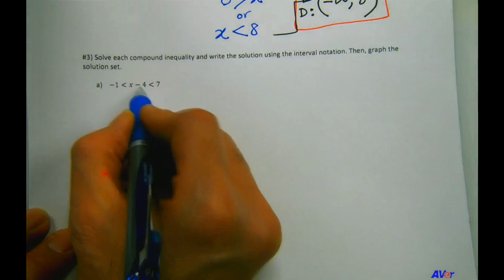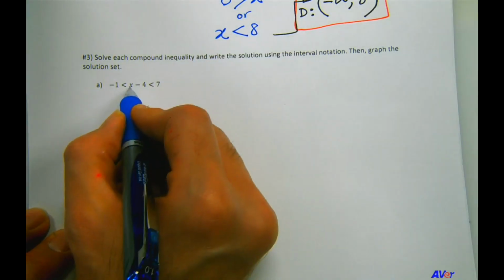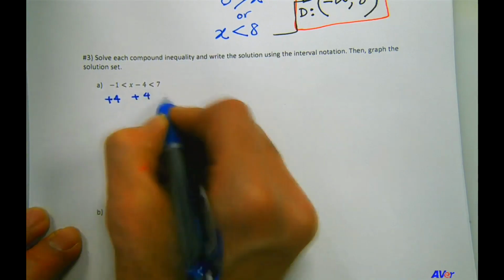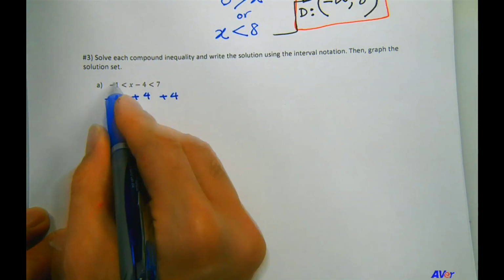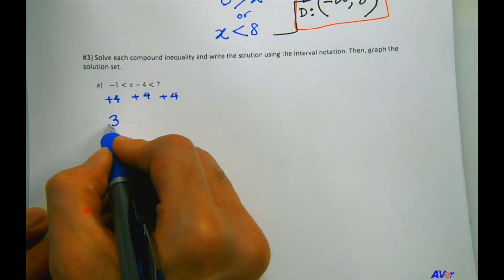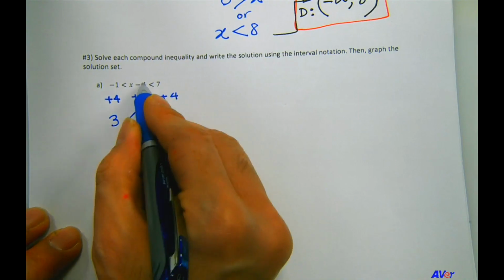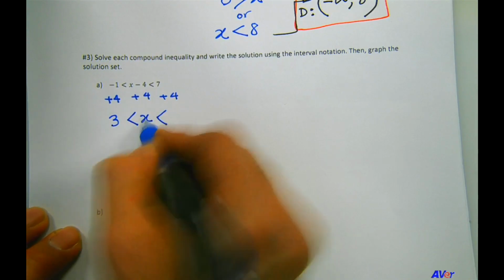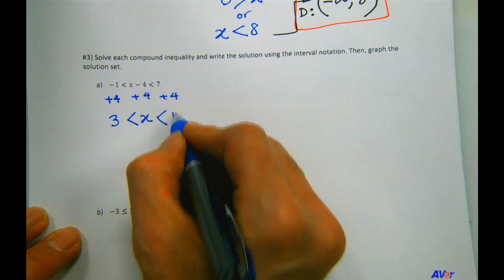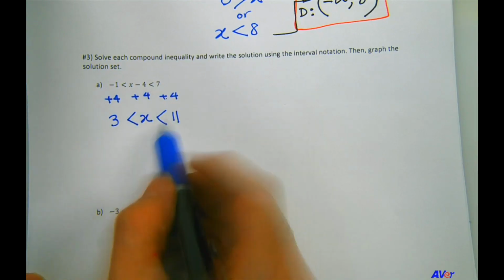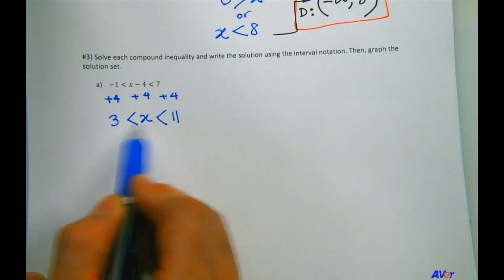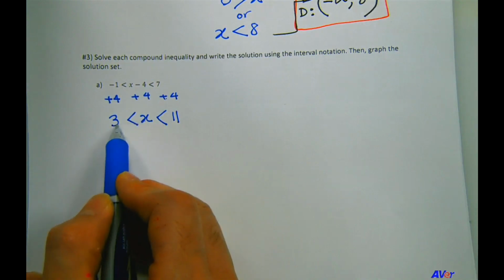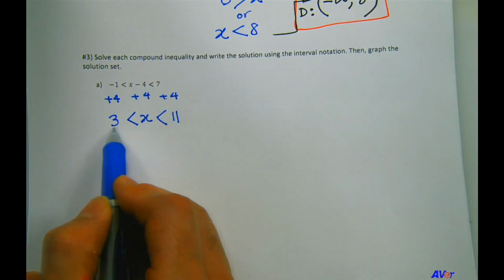To solve for x, we need to get rid of the negative 4 because we need to isolate x. So that means we need to add 4 to all three sides. So 4 plus negative 1, we get 3. And 4 plus negative 4 is 0, so x plus 0 is x, which is what we wanted. We've now isolated x by itself. And 4 plus 7 is 11. But be careful here because these two are strict inequalities. That means x is any value between 3 and 11, but not including 3 and 11.